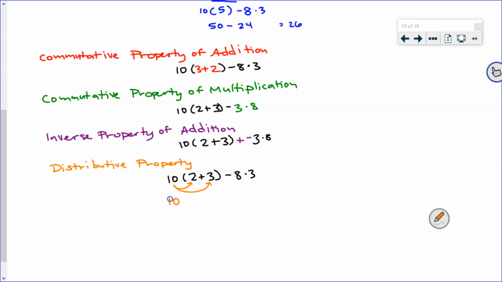So the distributive property tells us it's 10 times 2 and 10 times 3. And then we could do the minus 8 times 3. So let's back up and see.